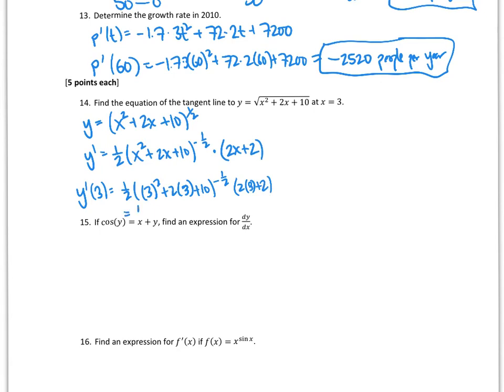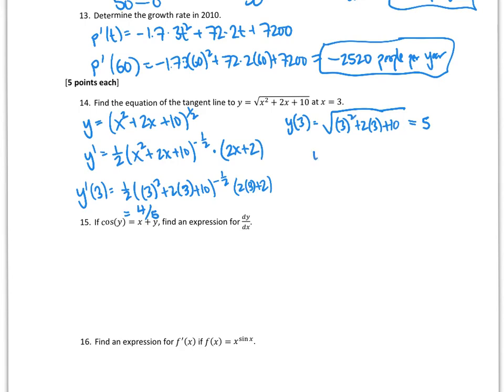And when we work all that out, we get 4/5. So 4/5 is the slope of our tangent line. And to find the equation of our tangent line, we're also going to need to plug x equals 3 into this function. So we're also going to need y of 3, which will be the square root of 3 squared plus 2 times 3 plus 10, and that works out to be 5.